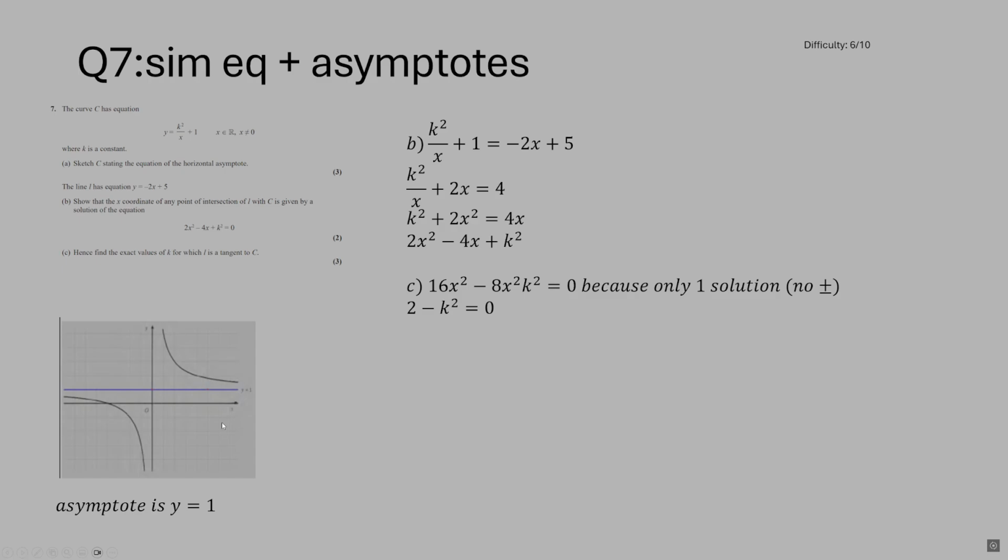So we set it to 0, we divide by 8x squared, and we get k as plus or minus root 2.